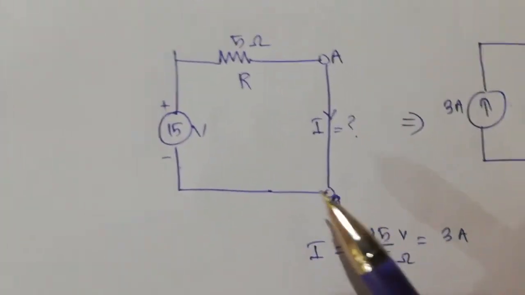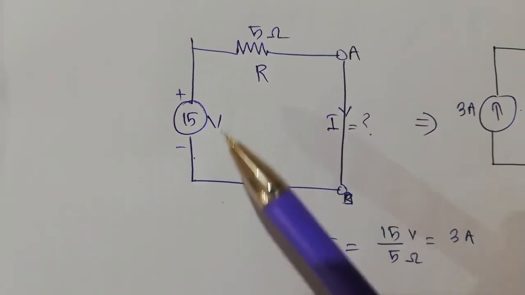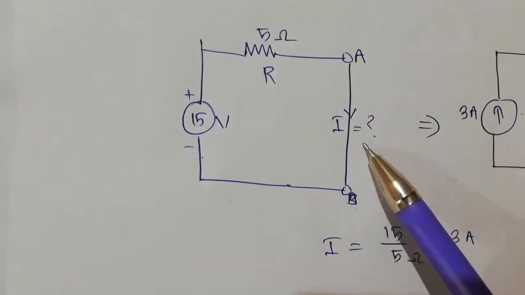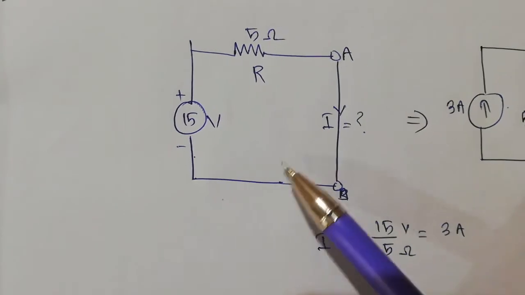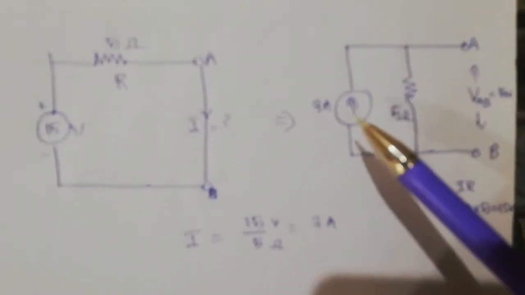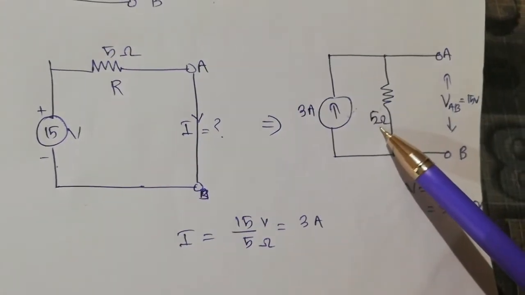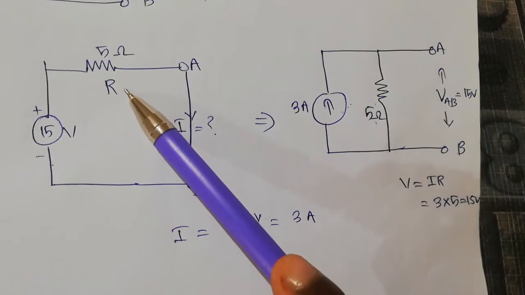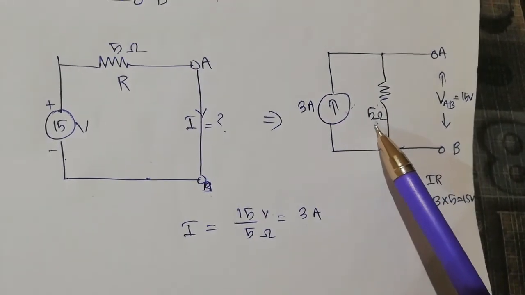So we consider it like this, with A and B closed. Now a current I equal to V by R is flowing through this. That is, I equals 15 by 5, which is equal to 3 ampere. Now we can connect this circuit as 3 ampere with a parallel resistance, the same as was connected in series with the voltage source, that is 3 ampere parallel with 5 ohm.